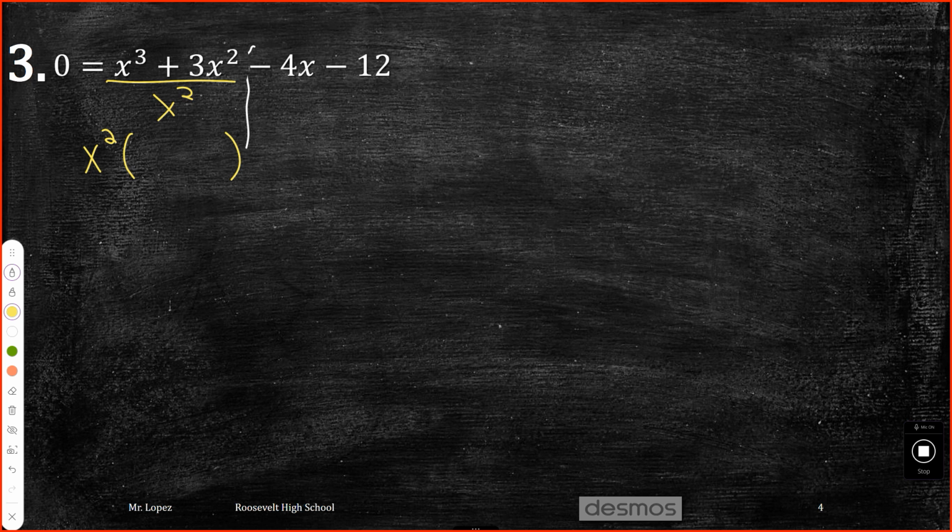What is x cubed divided by x squared? X. And what is 3x squared divided by x squared? Is it plus 3?